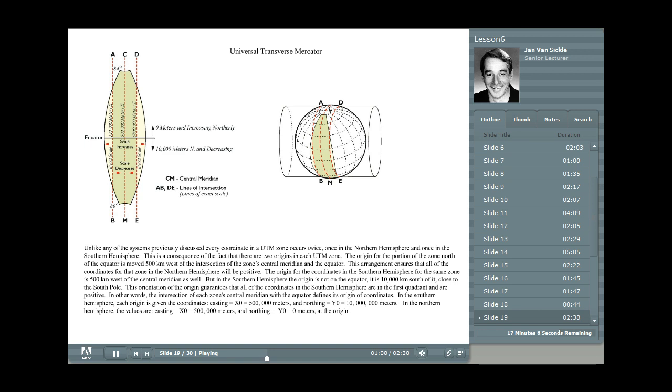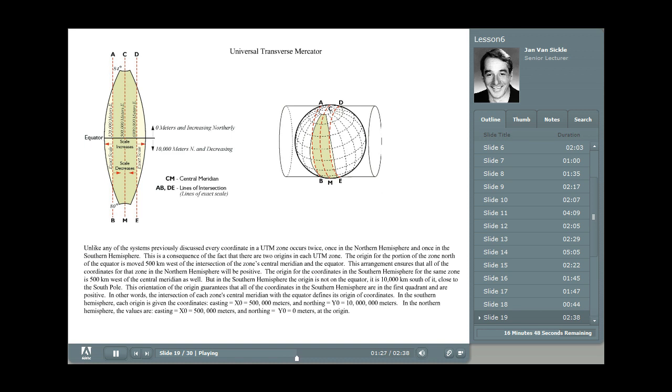Unlike any of the systems previously discussed, every coordinate in a UTM zone occurs twice, once in the northern hemisphere and once in the southern hemisphere. This is a consequence of the fact that there are 2 origins in each UTM zone. This is, of course, quite different from state plane coordinates.